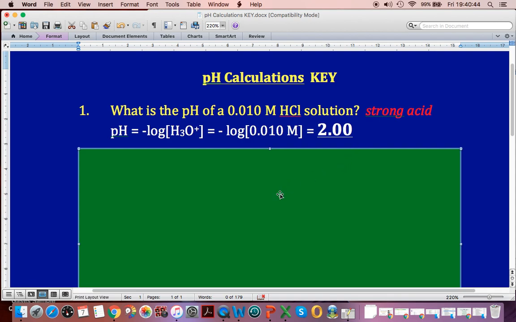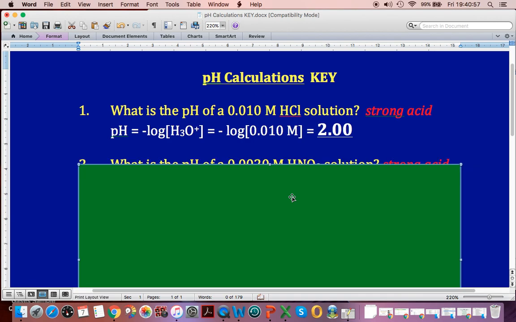If you know anything about math, you wouldn't need a calculator for that because this is 1 times 10 to the minus 2, and the log is just taking that 10 to the minus 2. It would come up with minus 2, and we flip the sign, so it becomes plus 2.